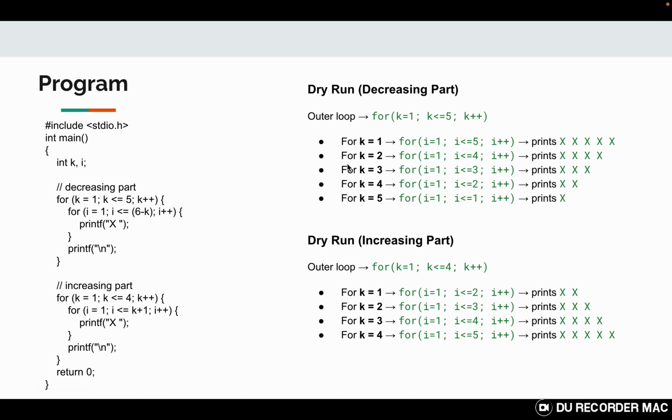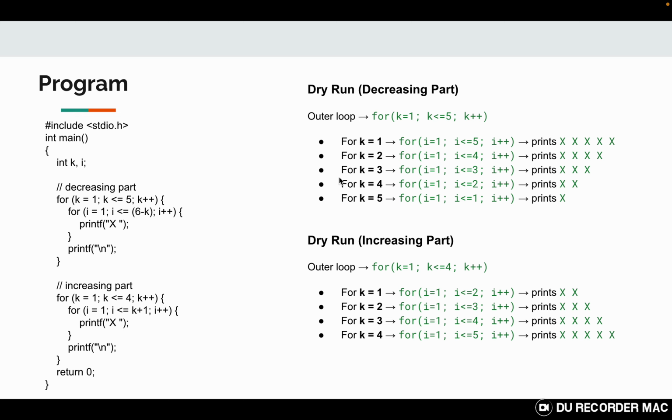Now let's see what happens when k is equal to 2. If you go here, i is equal to 1, i less than or equal to 6 minus k. 6 minus k will convert into 6 minus 2, because the value of k is 2, and 6 minus 2 is 4. So this for loop will start from i equal to 1, i less than or equal to 4, i plus plus. Then it will print 4 x's, okay. Then we have backslash n. Backslash n will bring the cursor from here to here, okay.